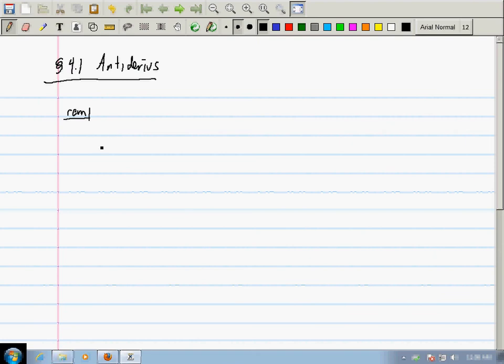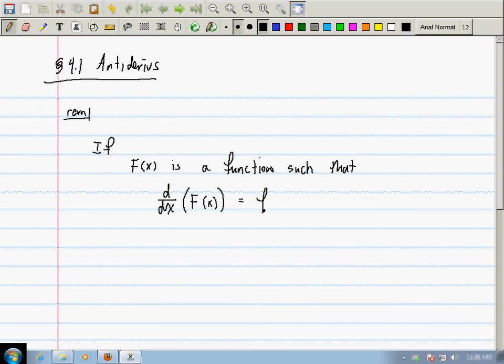So then, if big F of X is a function such that the derivative of big F of X is little f of X, then we have the following new piece of terminology. Then it is said that big F of X is an antiderivative of little f of X.